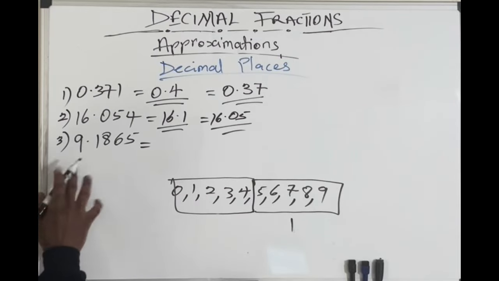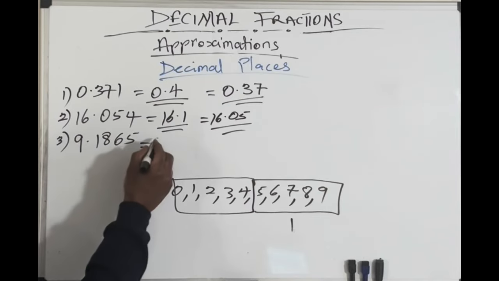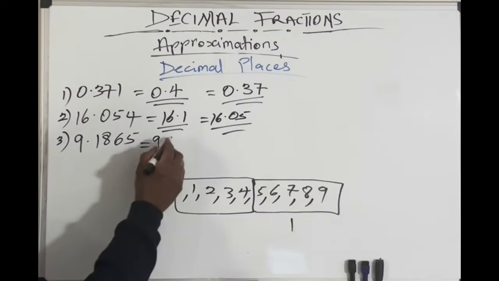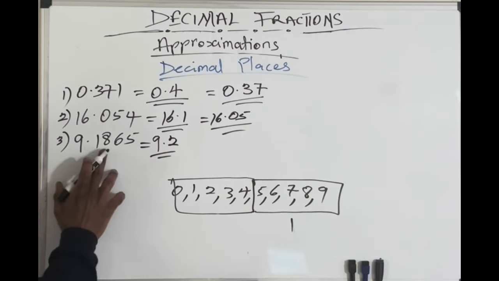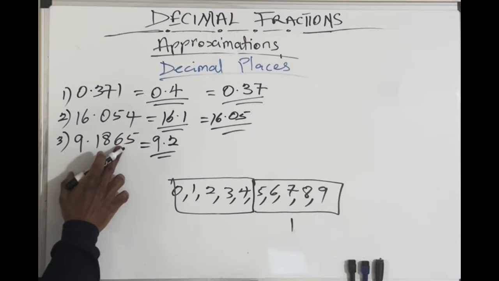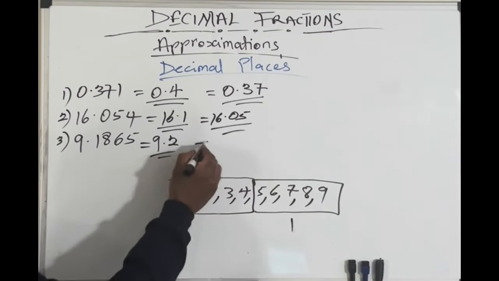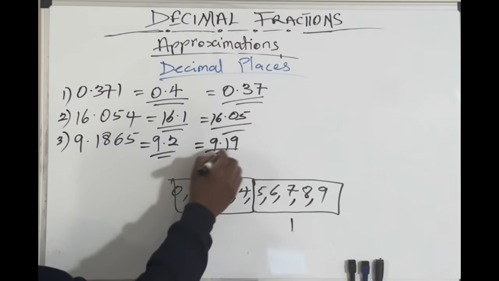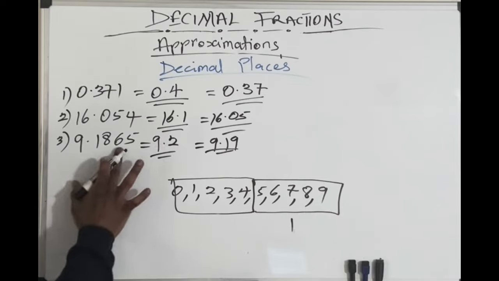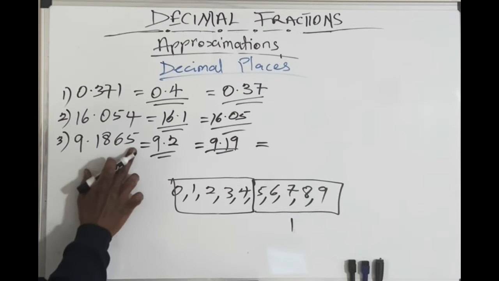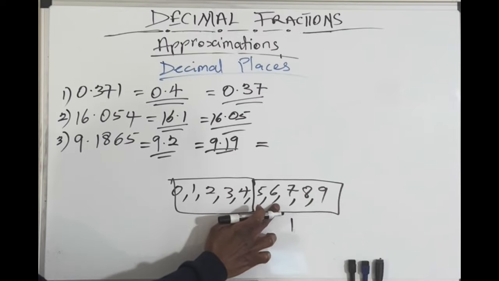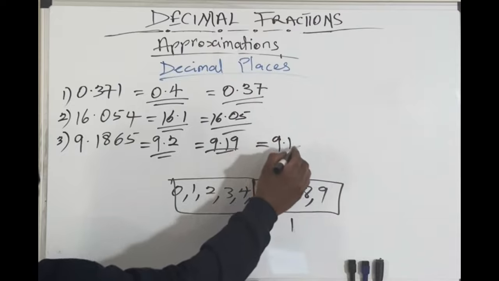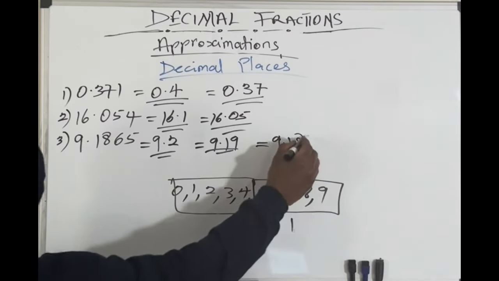Let's work the last one, 9.1865. 1 decimal place will be what? 9 point 1, and the next number is 8, so we add 1 to the 1, which gives 9.2. 2 decimal places will be 9.18. The next number is 6, so we can still add, giving 9.19. Let's continue. 3 decimal places: the next number is 5, which falls in the add range, so we add 1 to the 6, which gives 9.187.